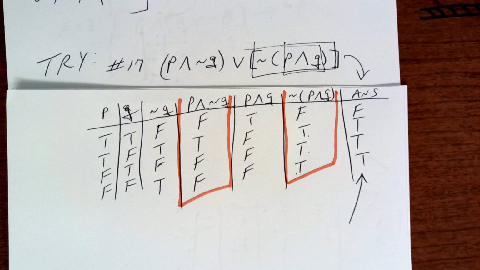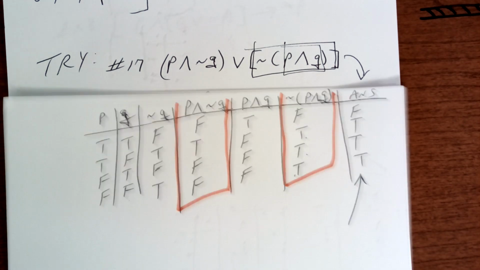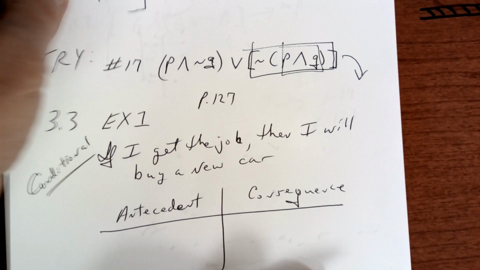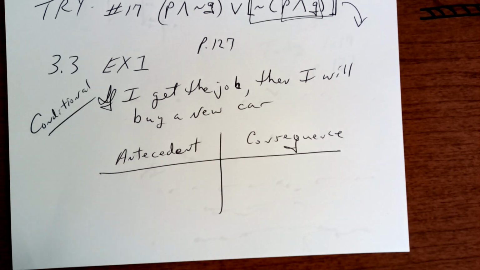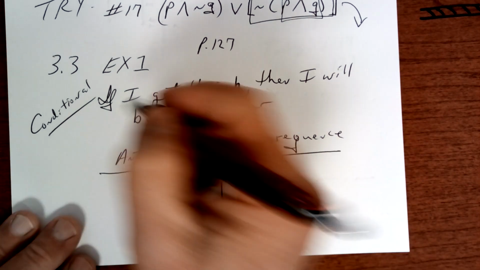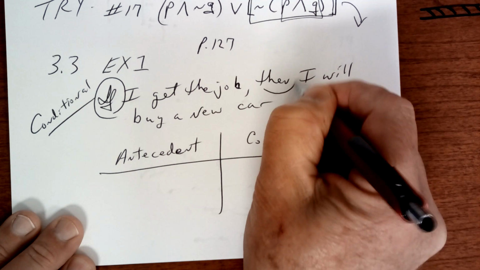And that's what we've been working on, okay? Now let's move on to a new section. Copy down everything you see here. Okay, this is called a conditional. The conditional is an if, then statement. Circle those 2 words.